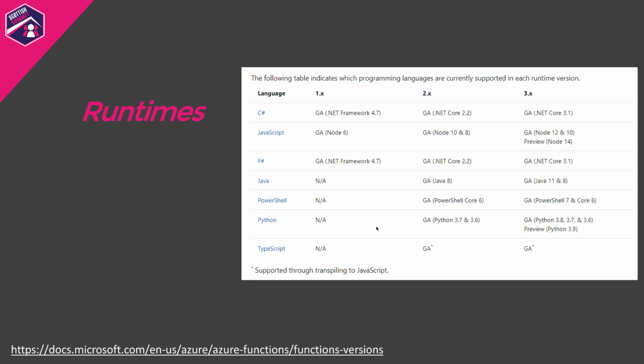Okay, so runtimes first. There are 3 runtimes that you've got in Azure Functions: version 1, version 2, and version 3. Version 1 came out first. It came out at .NET Framework time, and it supports .NET Framework 4.7. Version 2 supports .NET Core 2.2, Node, Java, PowerShell, Python.